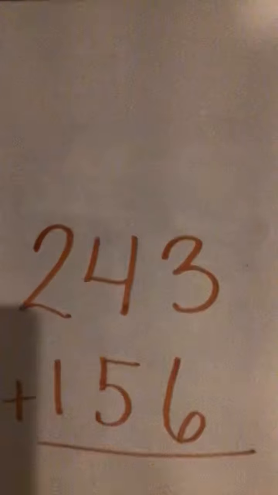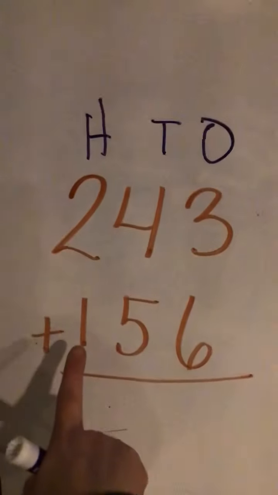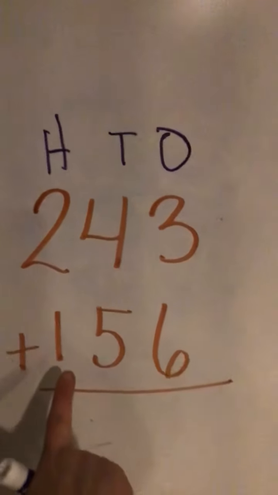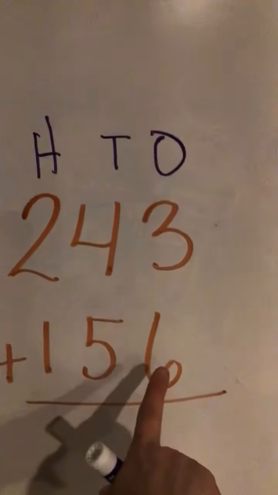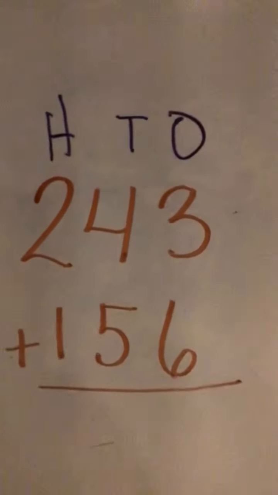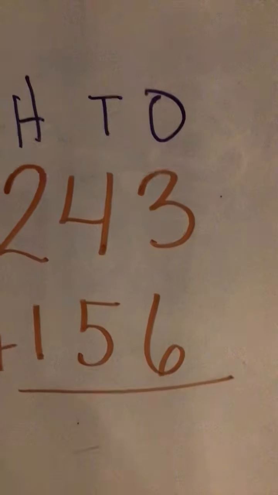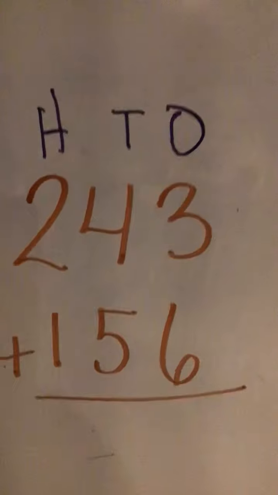So in my top number here, let's read this number. The number is 243. I have 2 hundreds, 4 tens, and 3 ones. I'm adding it with, read this number, 156. Guess what, guys? You do it the same way you did two-digit addition.